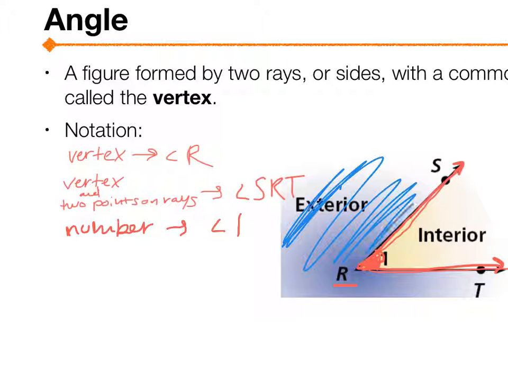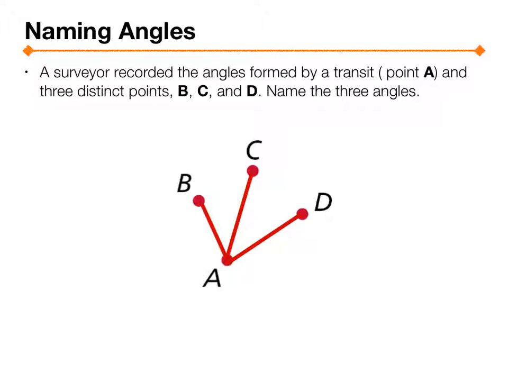This blue part out here is the exterior of the angle, and the inside part, the yellow, is the interior of the angle. Think of interior, inside, exterior, outside. You can't name an angle by its vertex if it's the vertex of two angles. So this angle would have to be called BAC. So we have angle BAC. We have angle CAD, which is the one in blue. And we have angle BAD, which is the whole angle.